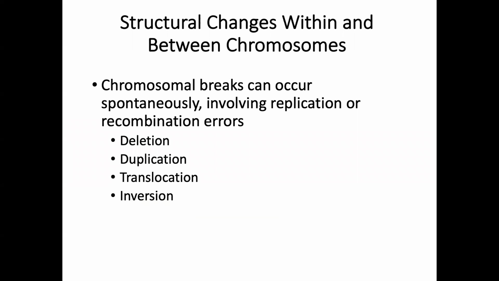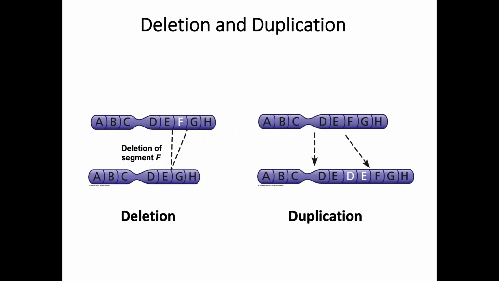Now we finish the introduction of abnormalities in the number of chromosomes. I would like to spend some time introducing structural changes within and between chromosomes. These include chromosomal deletion, duplication, translocation, and inversion. All right. So this is a diagram of what chromosomal deletion and duplication really mean. Pretty easy to understand, right?